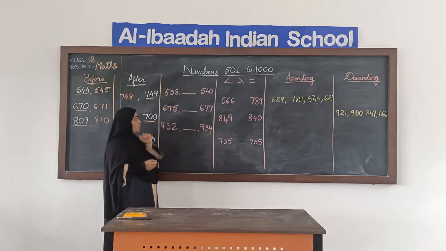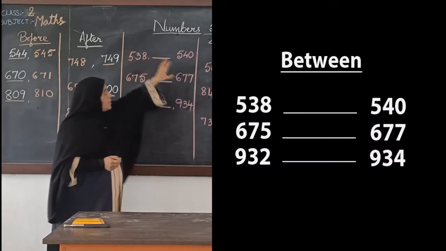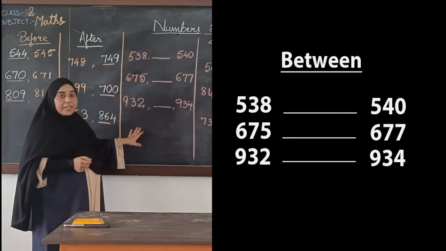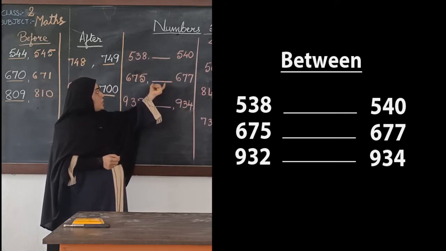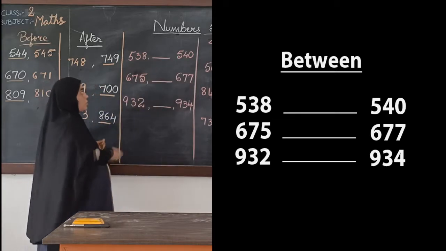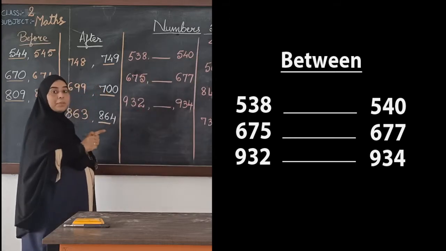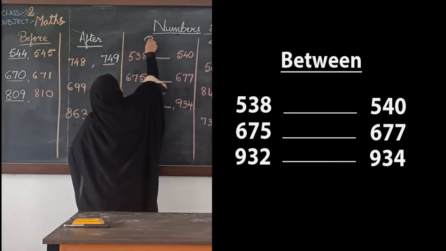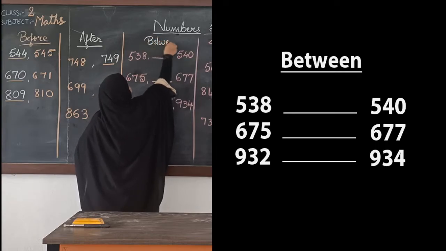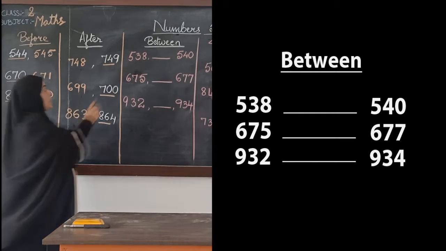Now let's go to our third column. Here you can see I have some numbers written on the right side and some on the left side. But between these two numbers there are blanks. So now we have to fill the numbers in between the given two numbers. These numbers we call numbers between. So we are going to write the numbers that come between the two numbers.